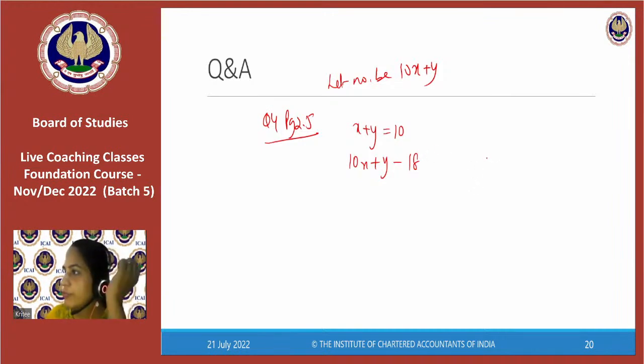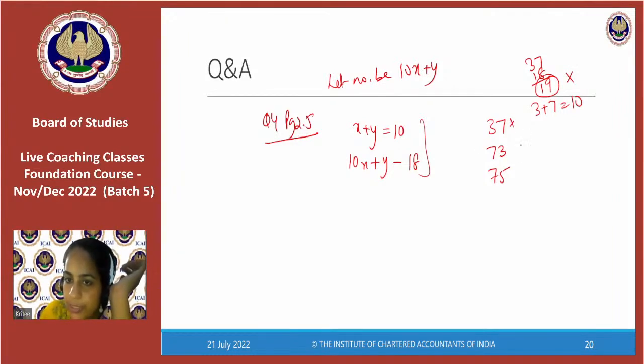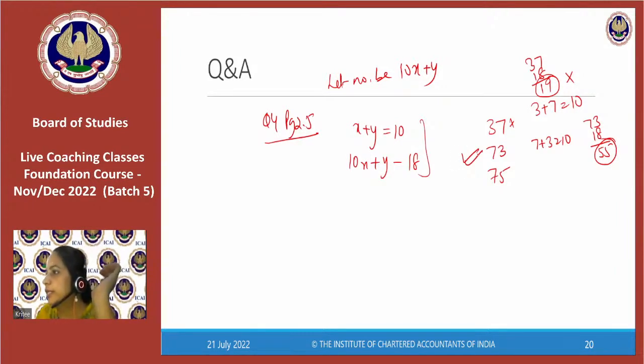So we have these options: 37, 73, and 75. We check from the options here. We will not solve from the equation as of now. Yes, the sum of the digits is 10. If you subtract 18 from 37, it gives you 19. Digits are not equal, so the first option is not correct. 73 does give you the sum as 10. 73 minus 18 gives you 55. Yes, this is the correct answer. 73 is the correct answer.